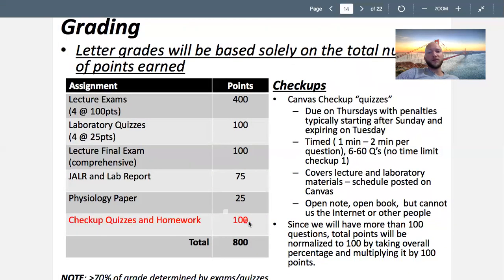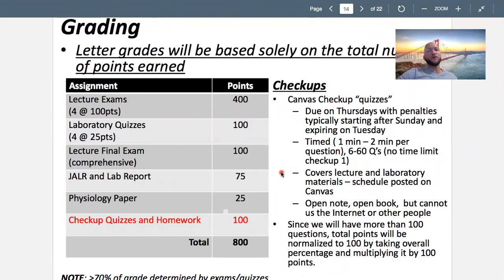So 100 points are going to come from the Canvas checkups. The checkups is what we're going to call them. Canvas checkups are going to be weekly quizzes that you do on Canvas. There's one every single week, and in fact, there's one that you need to do the first day of class. It's kind of like the roll call for the first day of class. You need to do the first day of class checkup quiz in order to stay in the class. It's how I'm taking attendance the first day and figuring out who's going to really participate in this class.